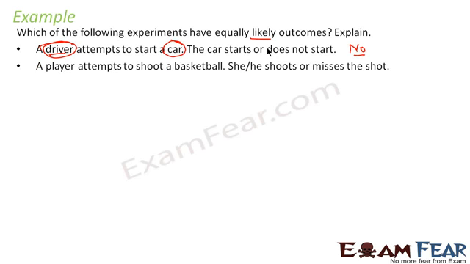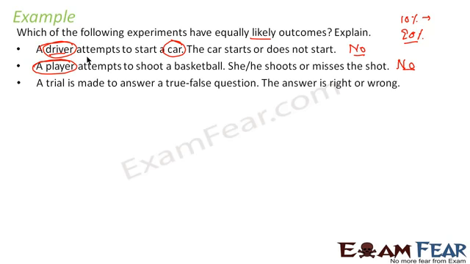The second is a player attempting to shoot a basketball. He shoots or misses the shot. Here also, no. Correct. Why? Because it depends on the quality of the player. If the player is very experienced, he is very good, there is a 90% chance that he will hit the shot. If the player is a very new guy, not even aware of basketball, a person like me, there is a 10% chance that he'll hit. 90% he won't even hit. So these things depend on the quality of the player.